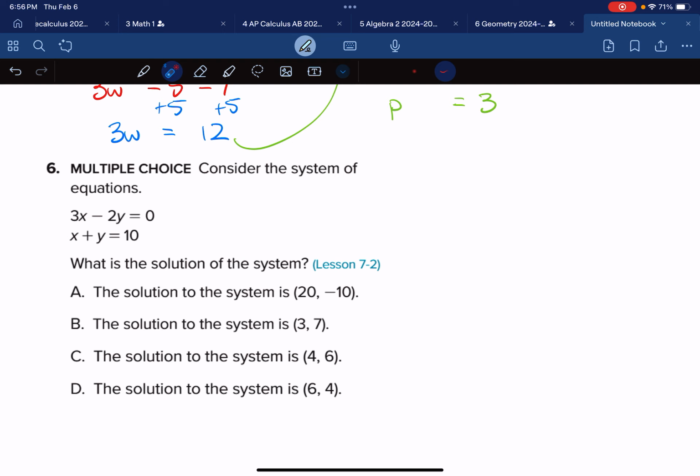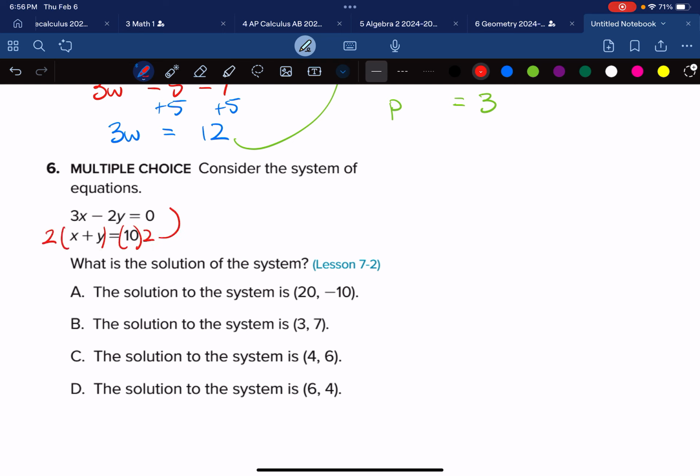I see that I have a negative here and a positive here, so I'm inclined to try to eliminate my y's. So I need to make this number in front of the y be the same as this number. So if I multiply this entire equation by 2, the coefficients should match up also. Multiply by 2, multiply by 2.